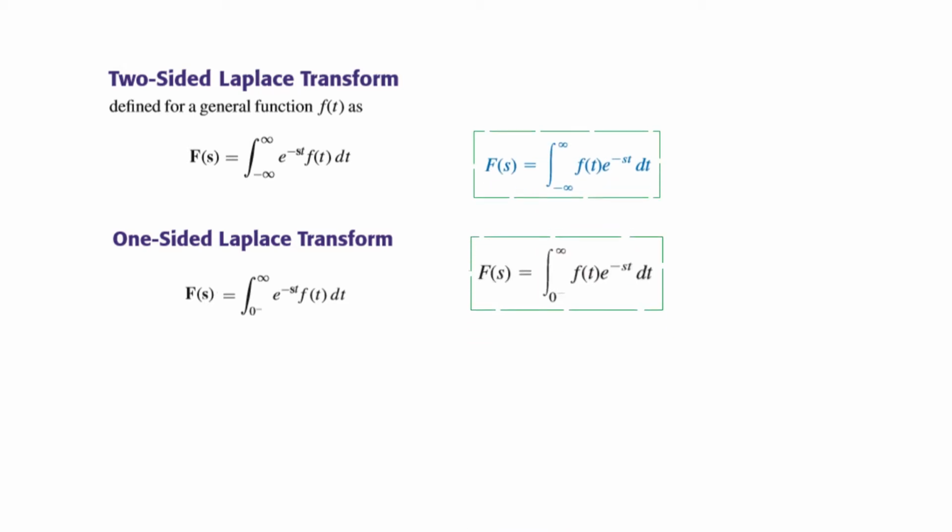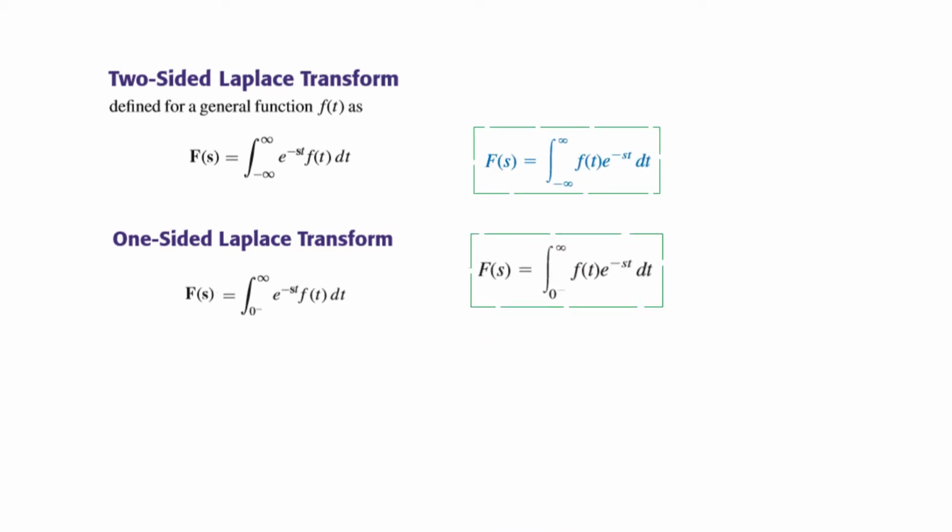Now, just for your information, this definition is also written as shown here, f(t) e raised to the power minus st. So whatever the function is, we multiply that by e raised to the power minus st, and then we take the integral of that function.